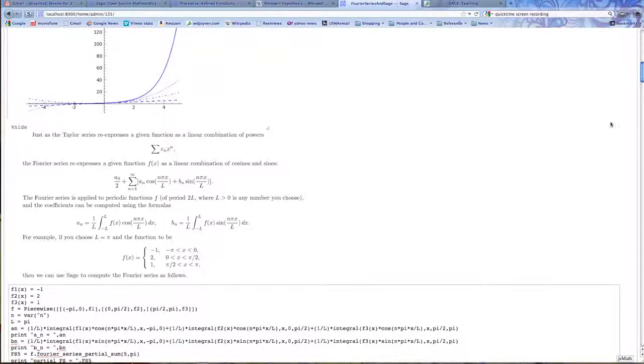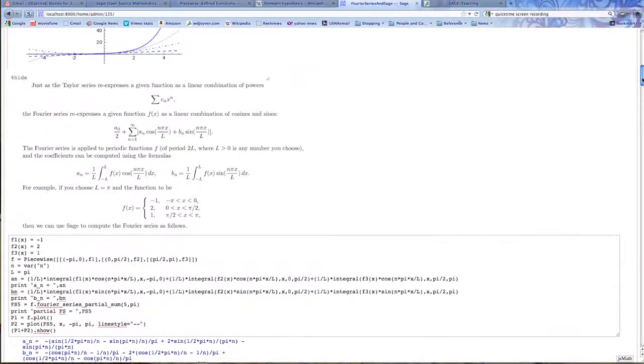These Fourier series coefficient formulas actually are due to Dirichlet. I don't believe Fourier knew of these formulas himself. So let's take an example. Look at a function f of x from minus pi to pi, which is piecewise constant.